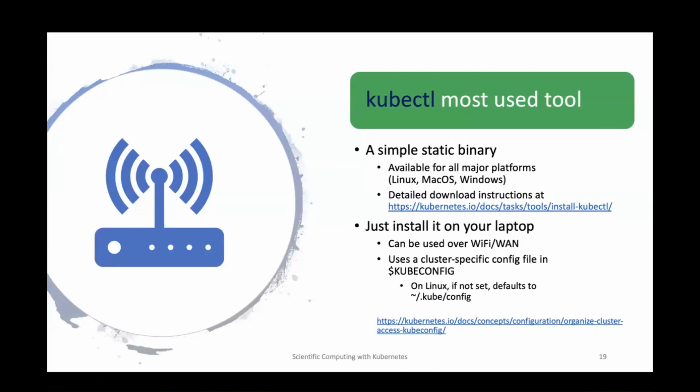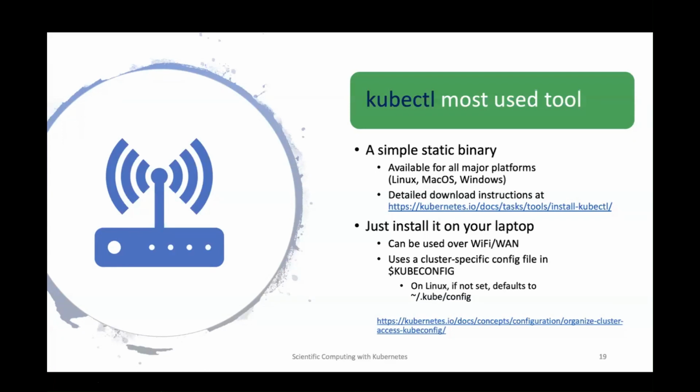So that's the concept. How do you do it in practice? In practice, while there are several ways to access Kubernetes, typically kubectl is the most used tool. It's a simple static binary, which is available for all major platforms. There's the link on how to install it. You just drop the static binary anywhere in your path, make it executable, and you're pretty much ready to go.